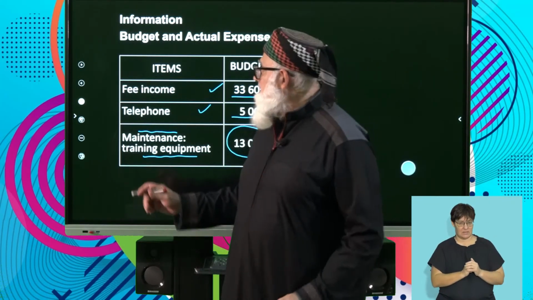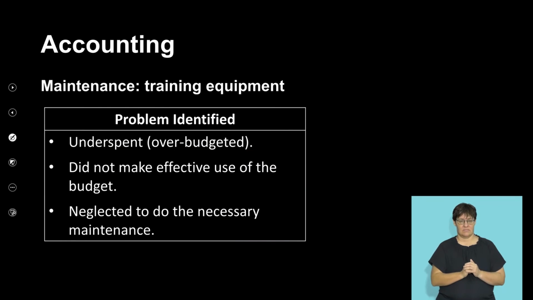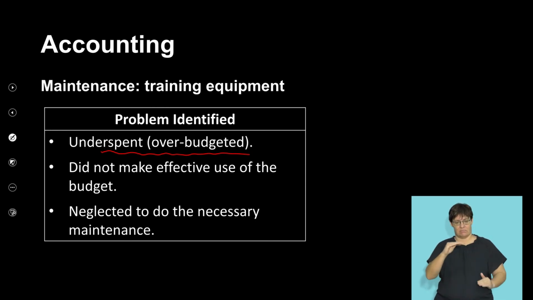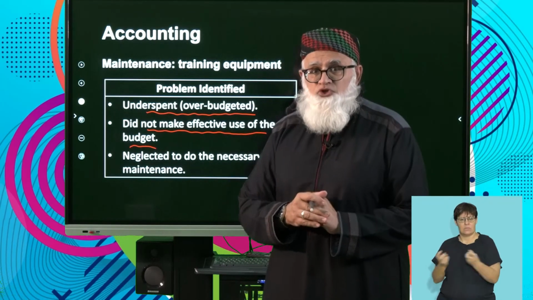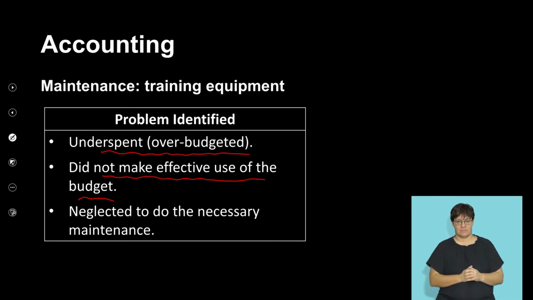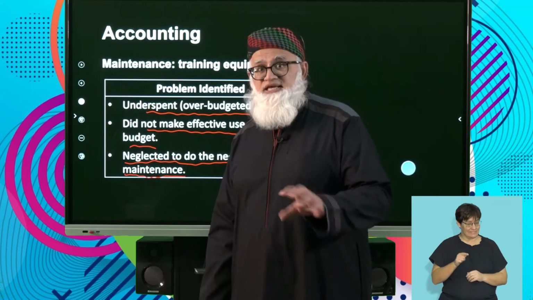However, watch. We underspent or we over budgeted, right? Remember I said a negative variance. We did not make effective use of the budget. That means you allocated 13,000 Rand for the maintenance of your equipment. You were given that budget, but you did not spend it, right? It could be that we neglected to do the necessary maintenance. And this is serious business.